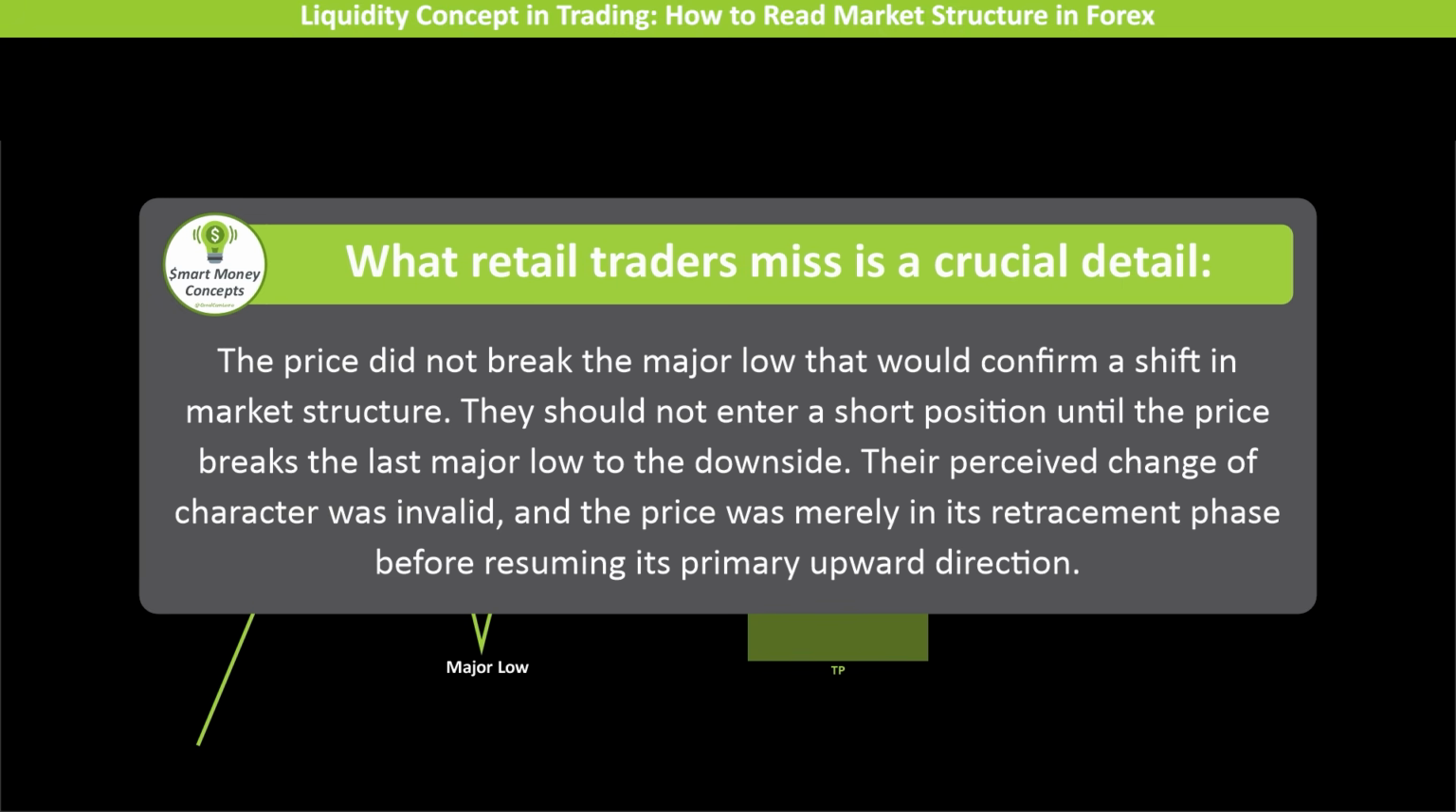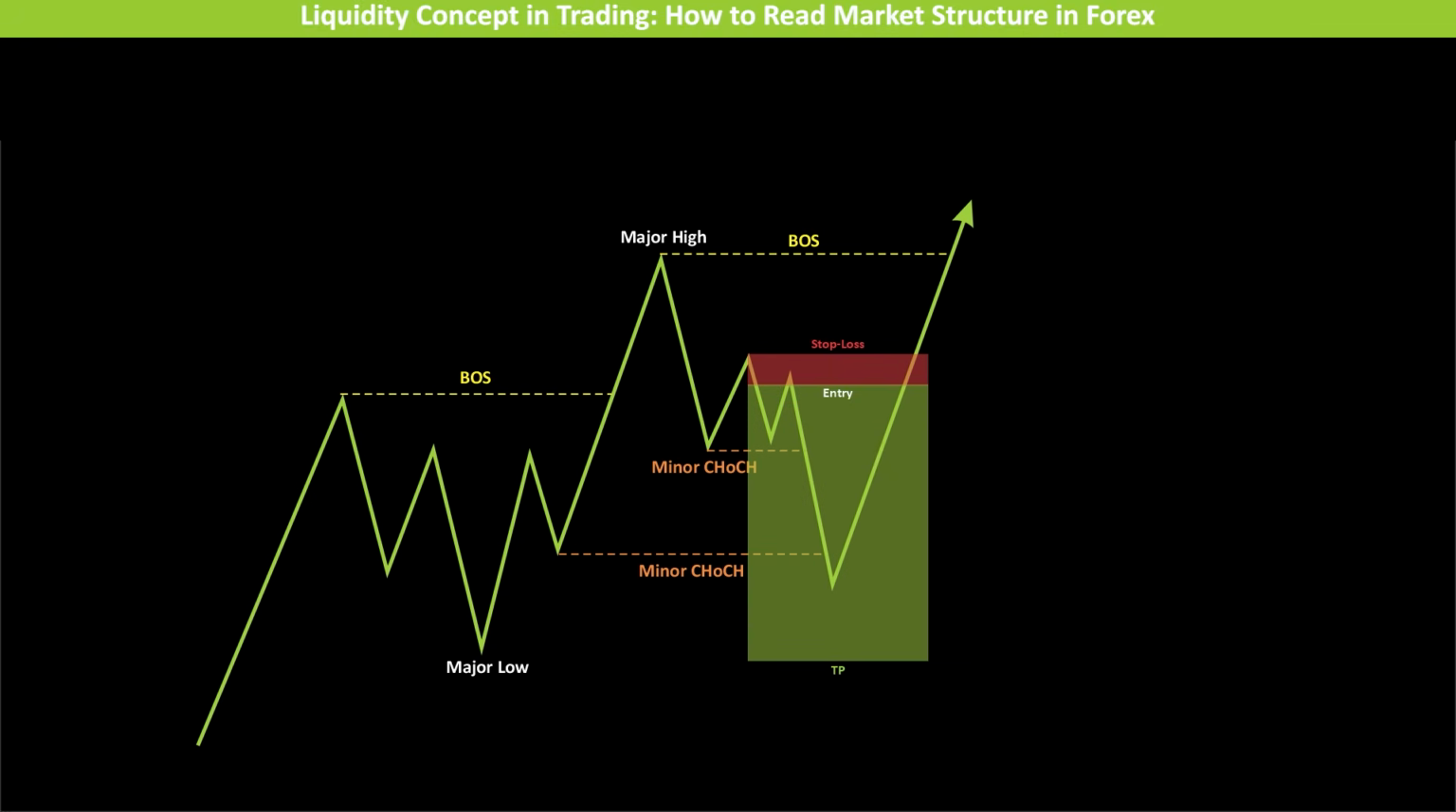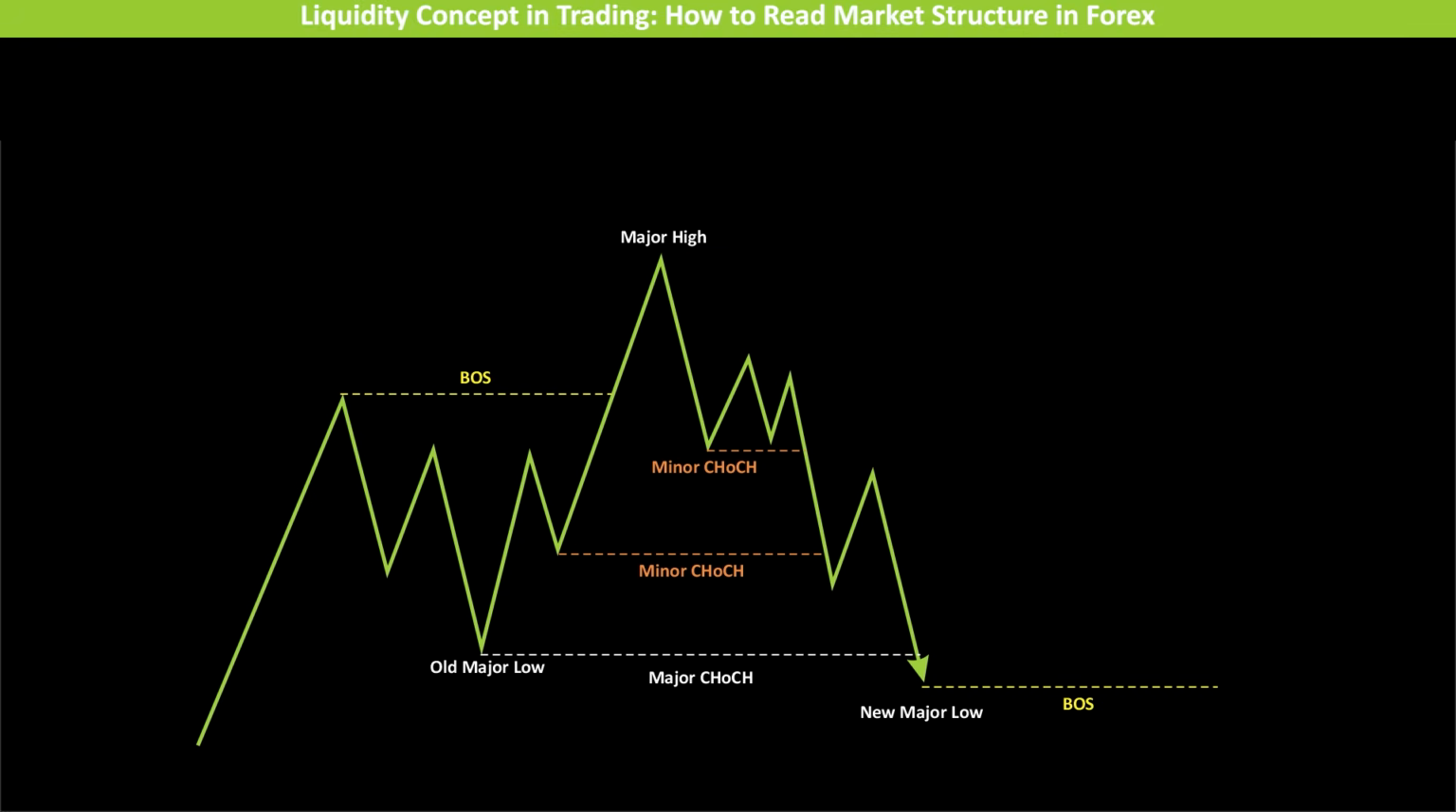Their perceived change of character was invalid, and the price was merely in its retracement phase before resuming its primary upward direction. To capture a valid market structure shift signal, traders should patiently wait for the price to establish a major change of character by breaking and closing below the last major low that initiated the upward movement leading to the bullish break of structure.